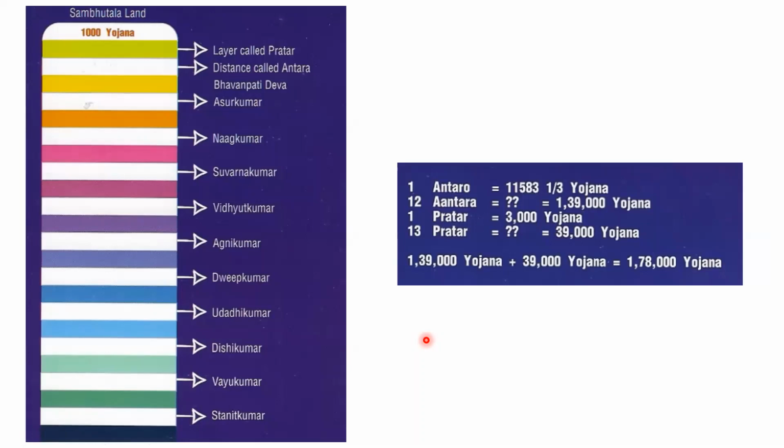So if you see the Bhumi of the first Narkavas, you have got Antra, you have got Pratar, you have got Antra, you have got Pratar, and so on and so forth. Antra is the place where all the Bhuvanpati Devs live, and the Pratars are the places where all the Narki Jeevs live. So there are 13 Pratars, and these 13 Pratars are where the Jeevs of Narki live.